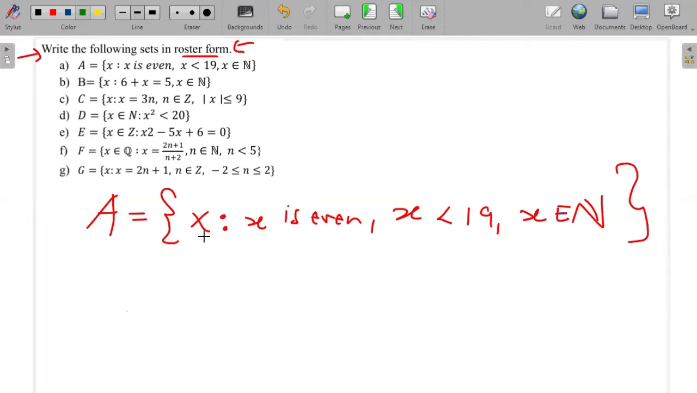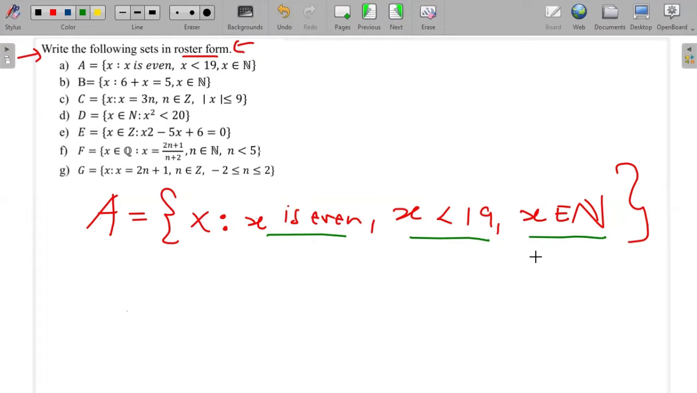Here they're saying x is even, meaning that we expect set A should have numbers that are divisible by 2, right? But there are a lot of numbers divisible by 2. So how do we narrow it down? There's another condition given here. They're saying x is less than 19. There are a lot of numbers that are even and less than 19. So how do we know which ones to put in this set? Another condition has been given: x is a natural number. Now that puts us in a confined place, so we know definitely what is to be contained in that set.